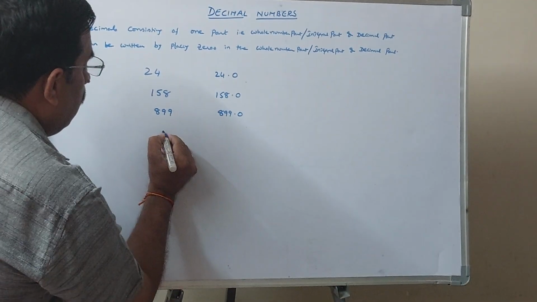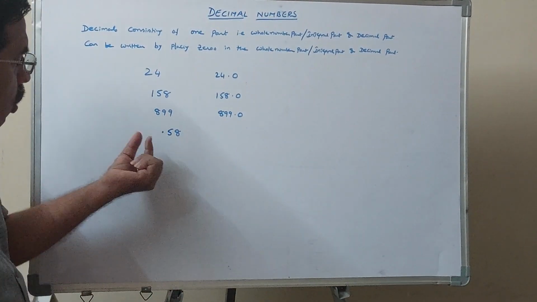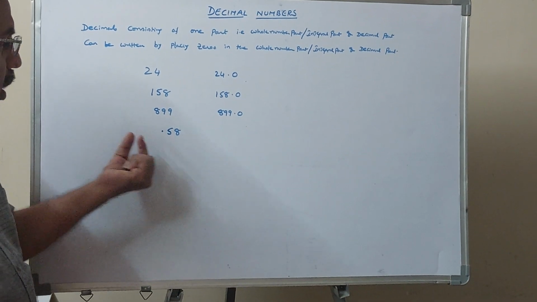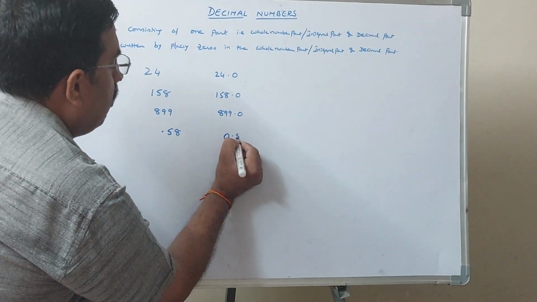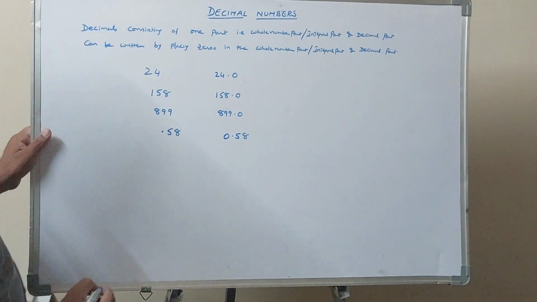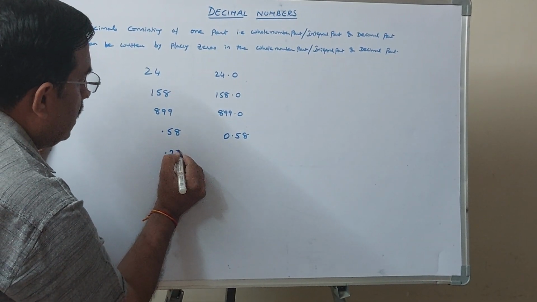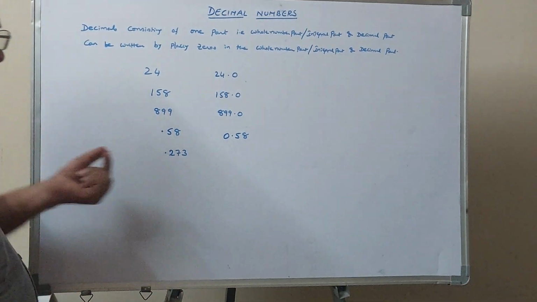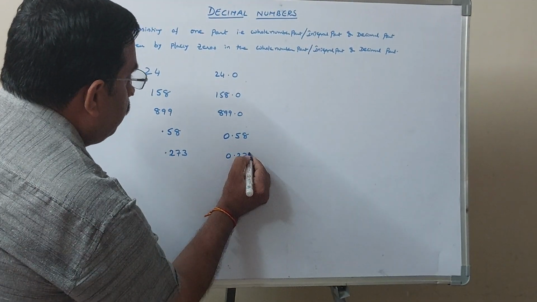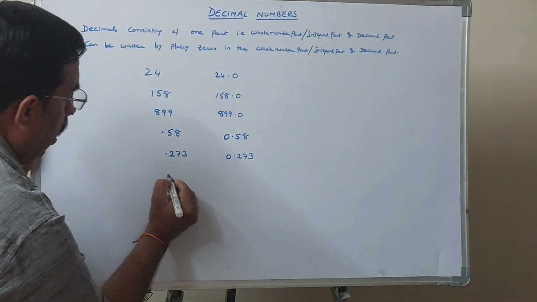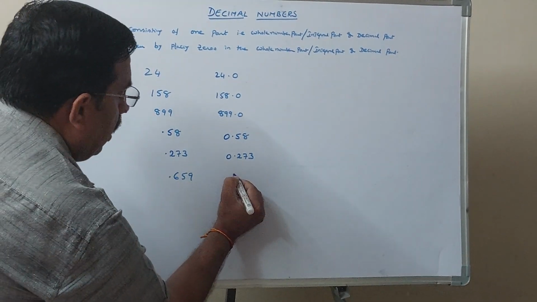Sometimes they will give 0.58. There is no whole number part here. So what will we put? Here we will put 0. So we will write 0.58. One more example is 0.273. How will you write it here? 0.273. If it is 0.659, how do you write it?